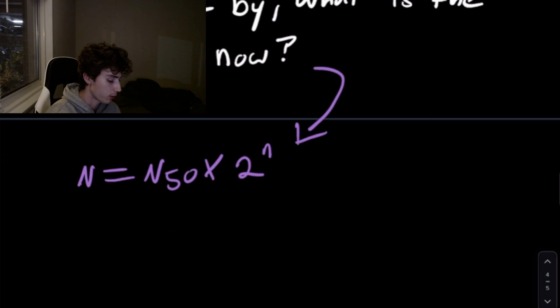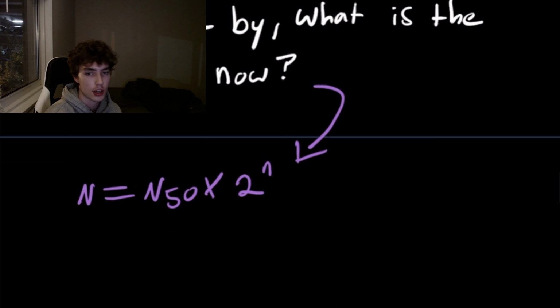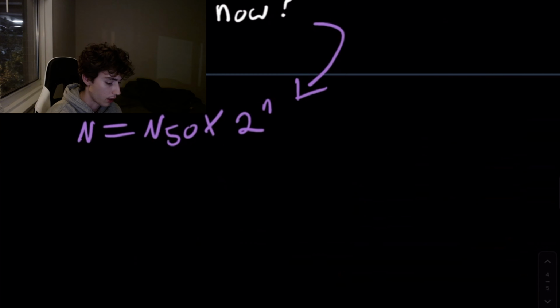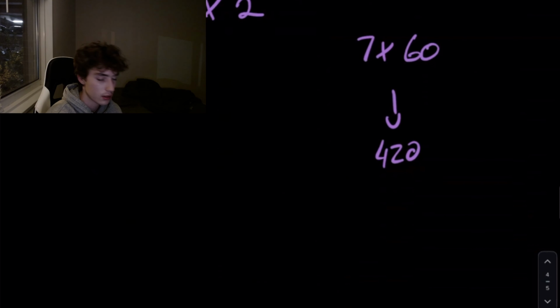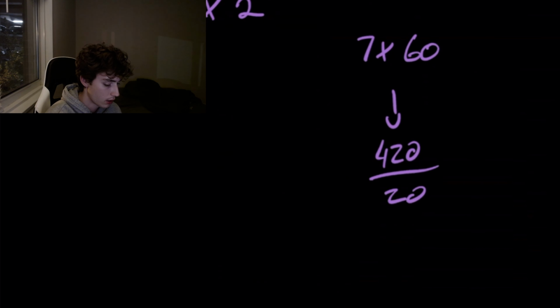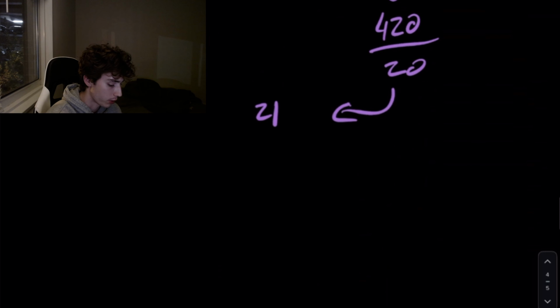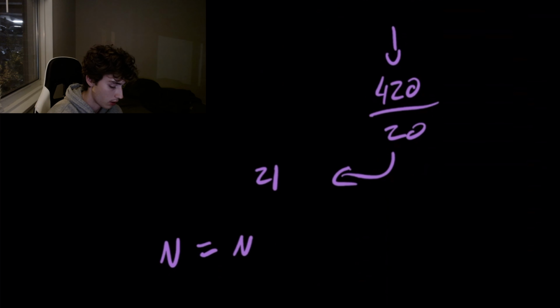The way we calculate this, we have N50, so 50 is our starting population, and then 2 to the power n. We have to find out how many generations they've gone through in 7 hours. So we take 7 hours and want to convert this to minutes. 7 times 60 is 420. Then we take the generation time in minutes and divide 420 by 20. 420 divided by 20 equals 21. So now we have our new formula: N equals N50 times 2 to the power of 21.